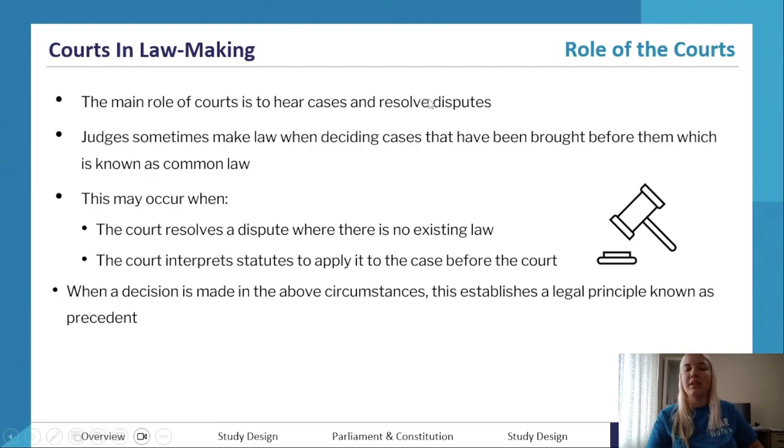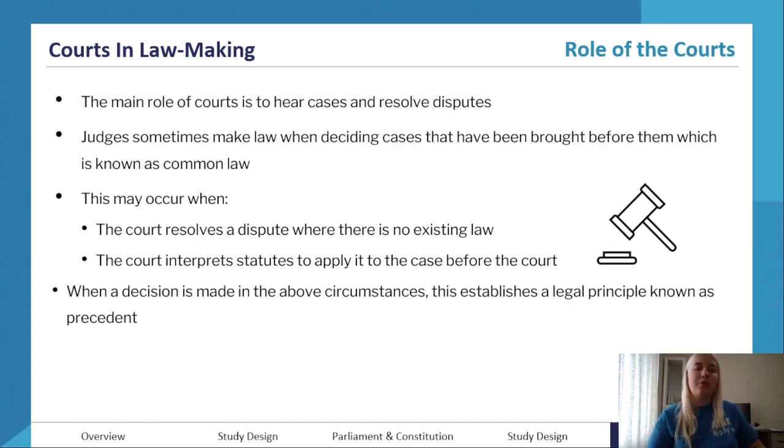So be really confident in discussing these two points, the requirements that must be present in order for common law to be made through judicial disputes. So when a decision is made in the above circumstances, common law will be developed further, and a new legal principle will be established known as precedent.